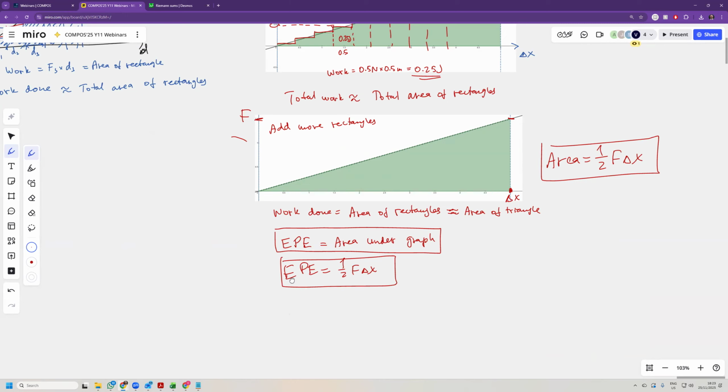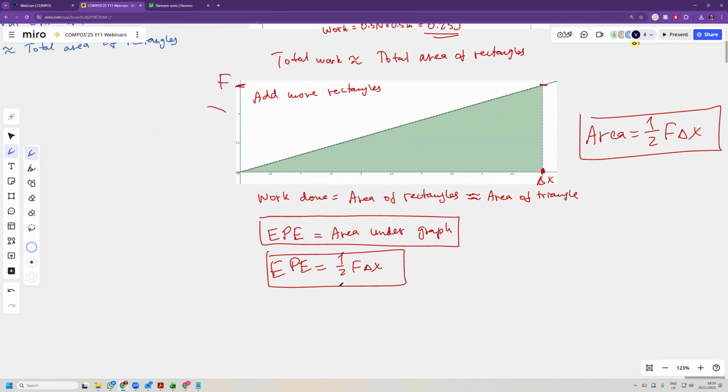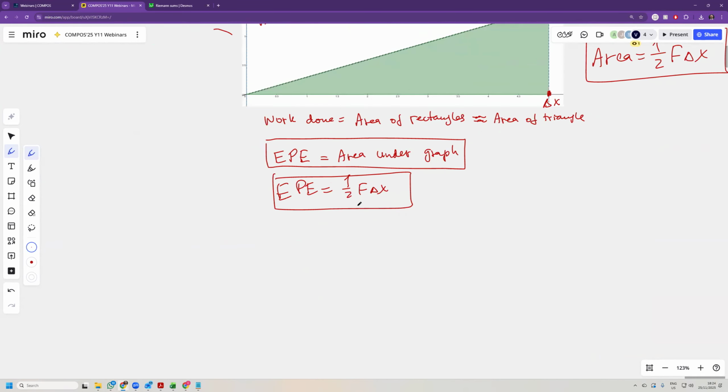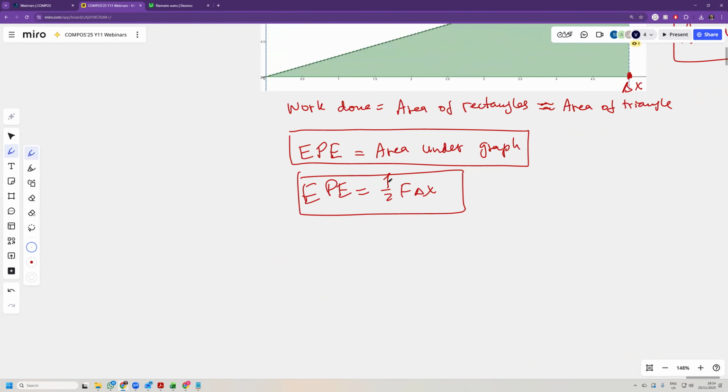Now, it also kind of makes sense because the average force is half the maximum. That's why it's a half. Because we start with 0 force, we end up with F force. Therefore, the average force is a half. But remember that F is k delta x, so we can substitute that in. The elastic potential energy becomes 1/2 k delta x squared, which looks a little bit similar to half mv squared.